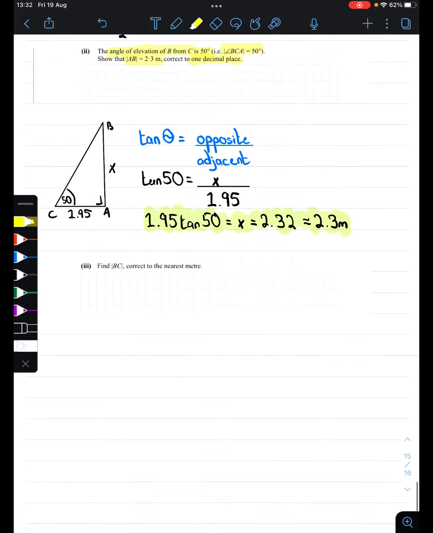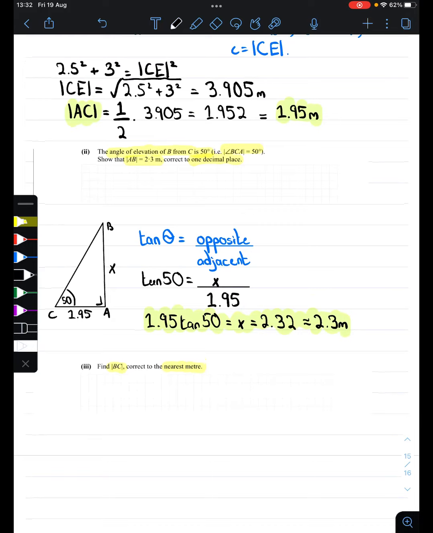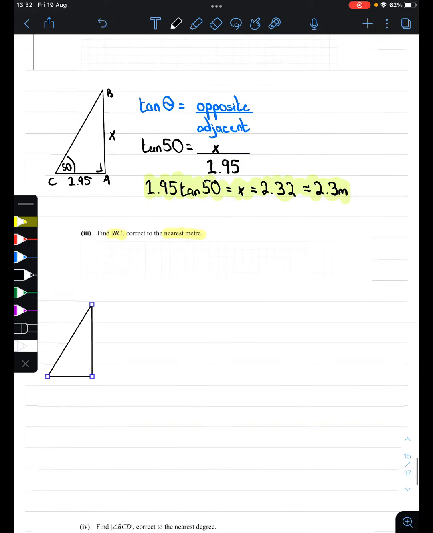Now on to part 3, find BC correct to the nearest meter. Okay, so again, we're still using the same triangle as we just were, so if we draw that out again, we have our triangle CAB. We know that AB is 2.3, and we know that AC is 1.95, and so we're looking for BC. So this should be fairly easy.